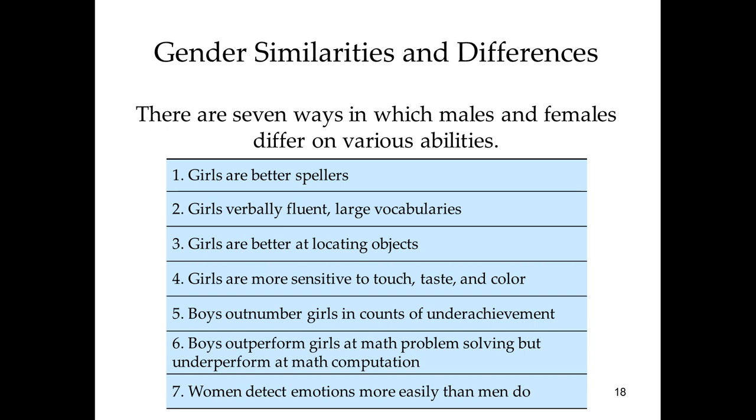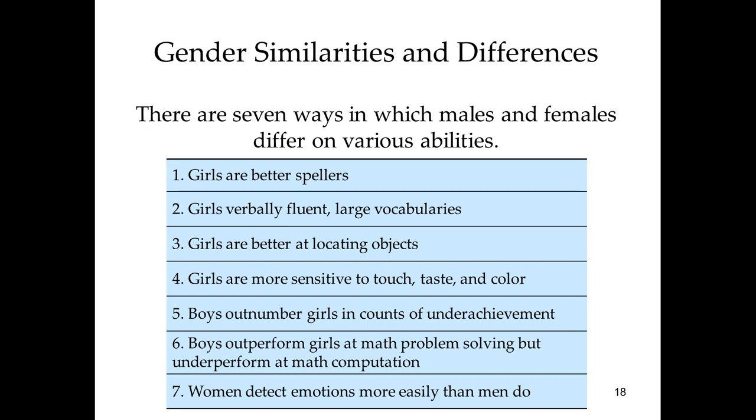So some ways that this comes out, and the way that we can see that it's not necessarily true that men are by virtue more intelligent than women, is the ways that the different genders perform on different measures. Girls are far better spellers than boys on average. They have better vocabularies, they're more fluent with their verbal usage.